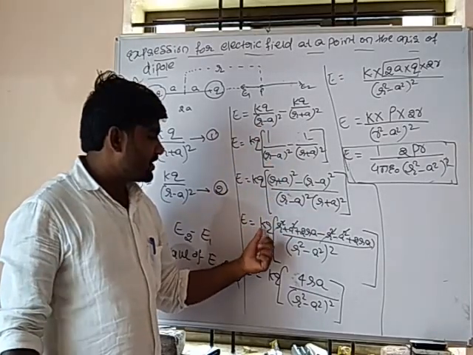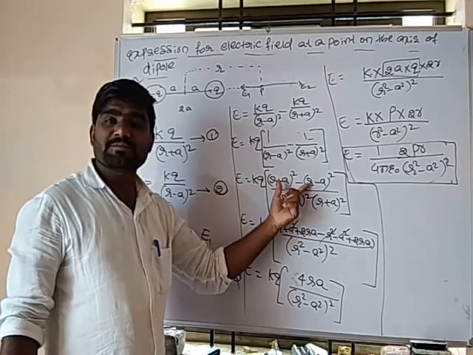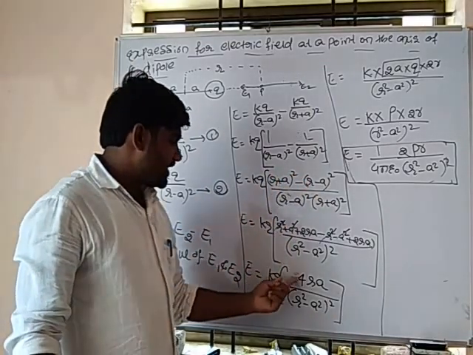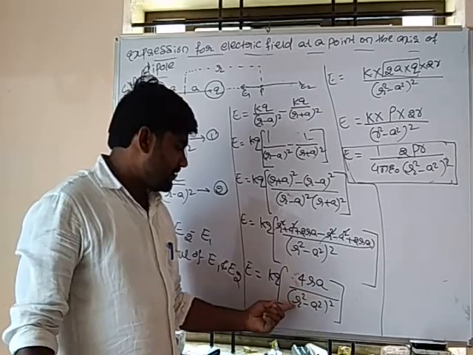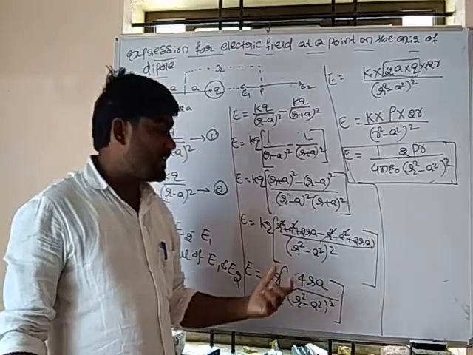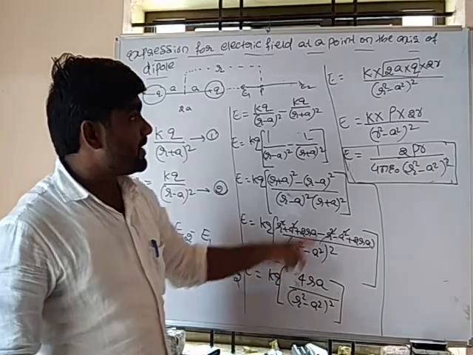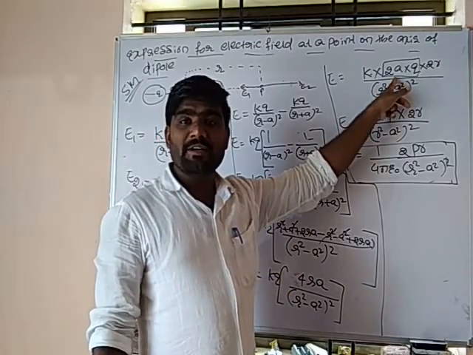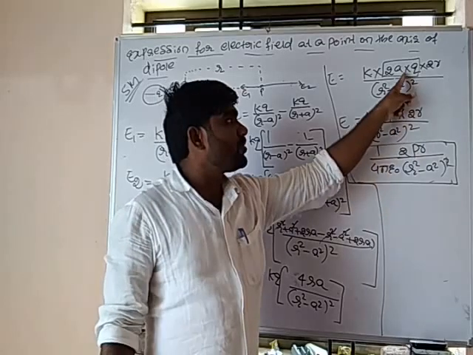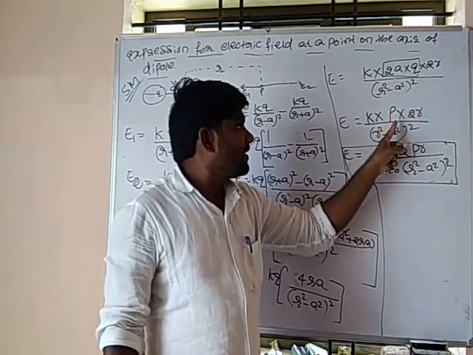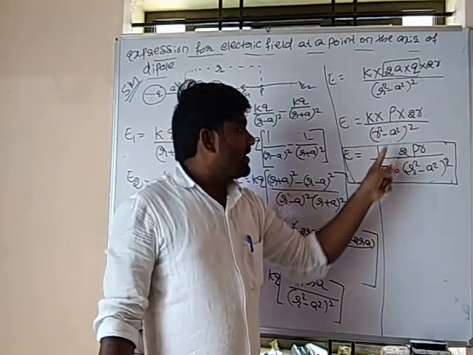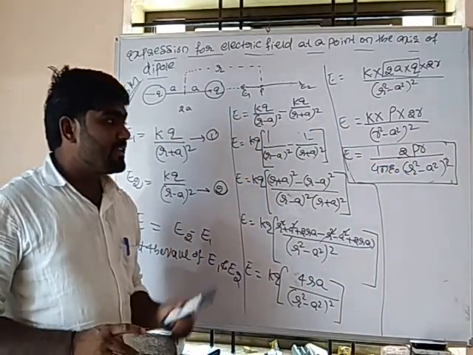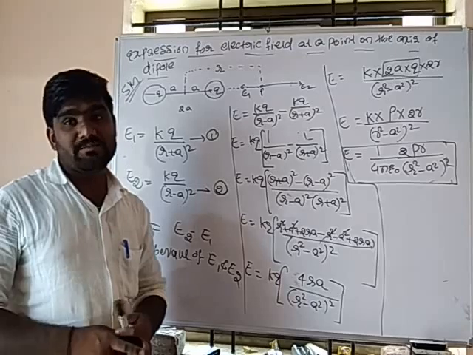Next, E is equal to KQ times R square, with (A plus B) whole square and (A minus B) whole square. Put these values. Finally we are getting 4 times RA divided by (R square minus A square) whole square. So I will modify this a little, because I need the dipole moment. Dipole moment P is equal to Q into 2A, so 2PR divided by 4 pi epsilon naught (R square minus A square) is the final expression.